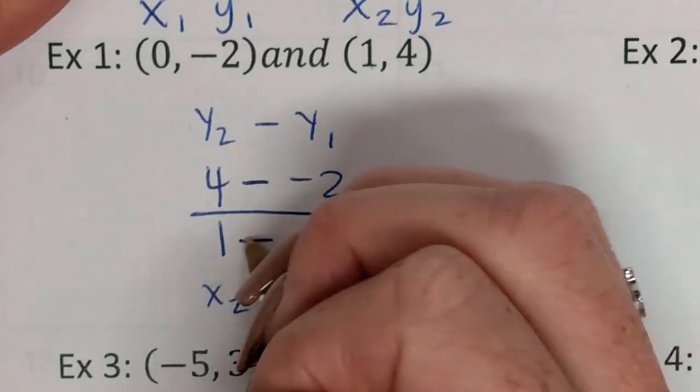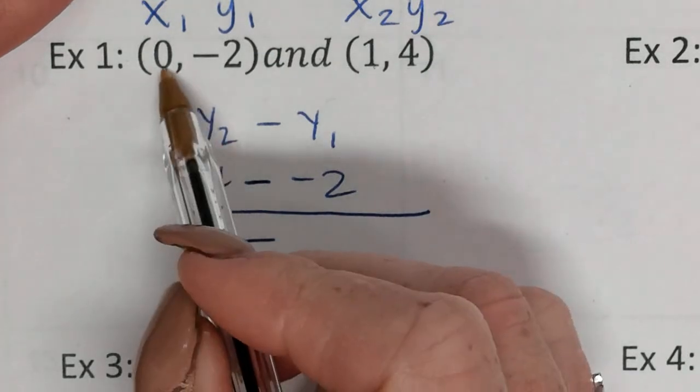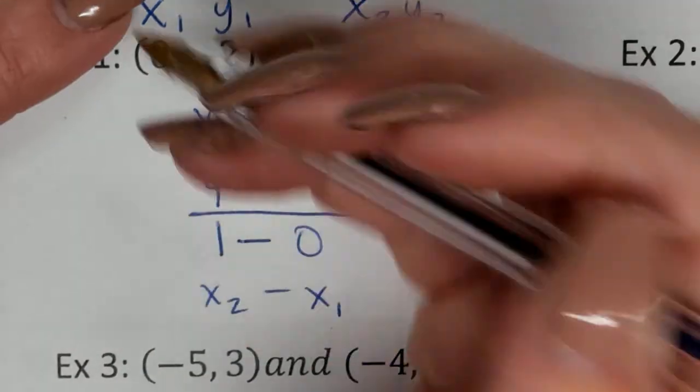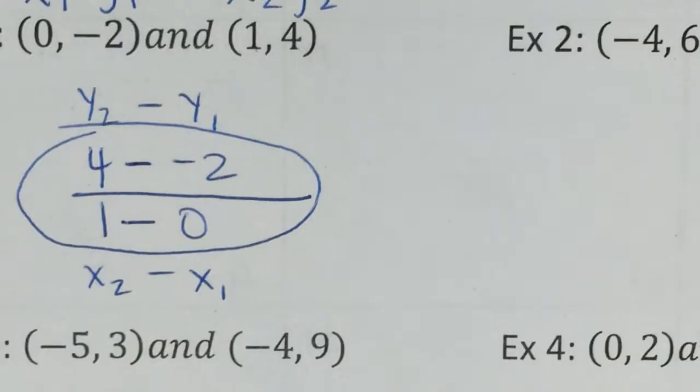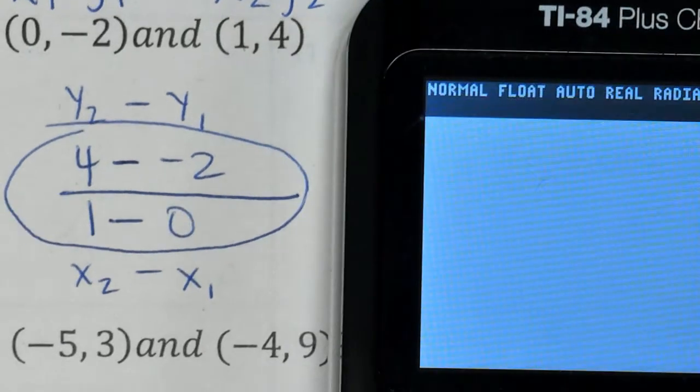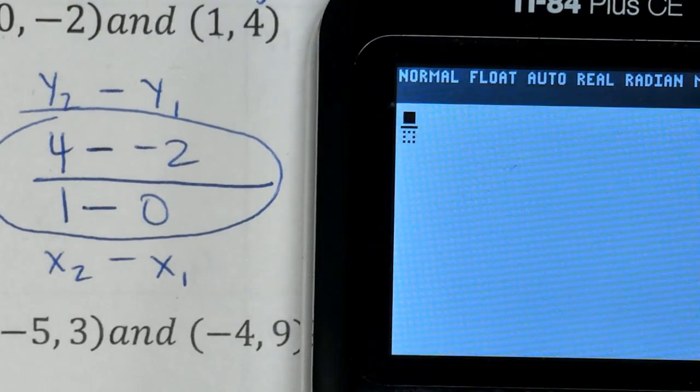Subtract, what is x1? 0. Now, this right here, you can put in your calculator all at the same time. You can go to your fraction. Go to alpha y equals. This is super easy, guys, once you figure it out. Everybody go to alpha y equals, option 1.